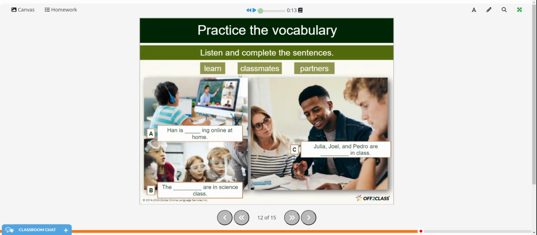All right, now we can listen and complete these sentences. Han is learning online at home. The classmates are in science class. Julia, Joel, and Pedro are partners in class. So Han is learning online at home. The classmates are in science class. Julia, Joel, and Pedro are partners in class.